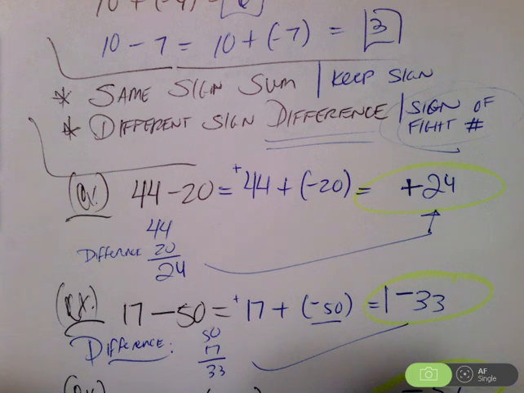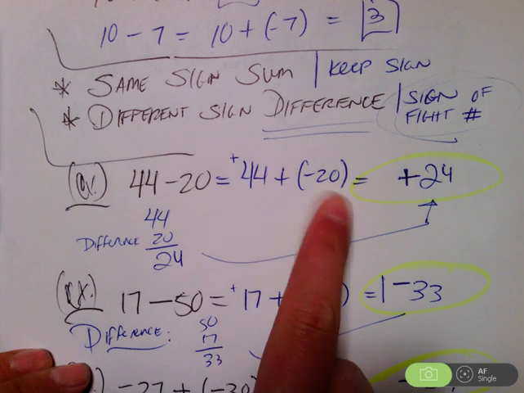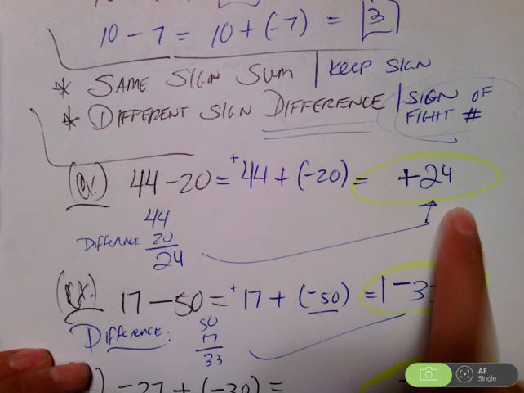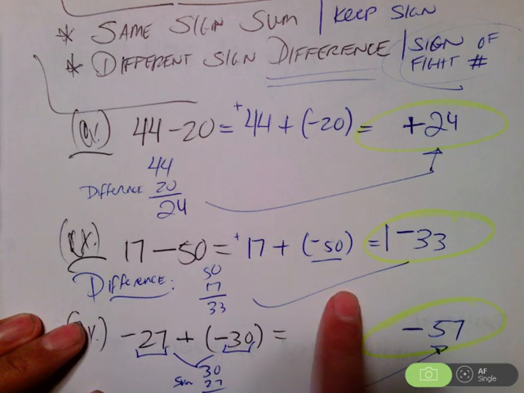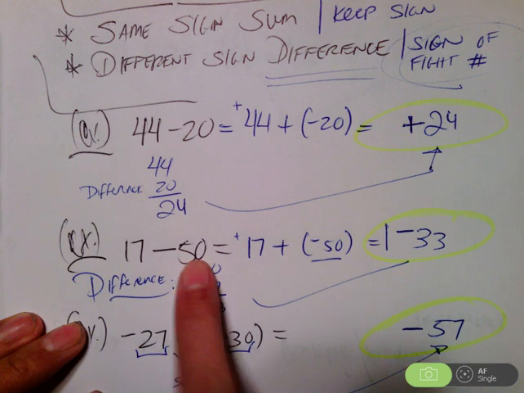Okay. For different sign difference, when it's an addition problem, you keep the sign of the higher fight number. Okay, like if they got in a fight, and so if it's positive or negative, you keep the sign of that, and then you find the difference, the amount of numbers in between. So like on this one right here, there's 24 numbers in between 20 and 44, which is why it's plus 24. And then this one right here, there's 33 numbers between 17 and 50, which is why we have negative, because of the negative 51 right here.